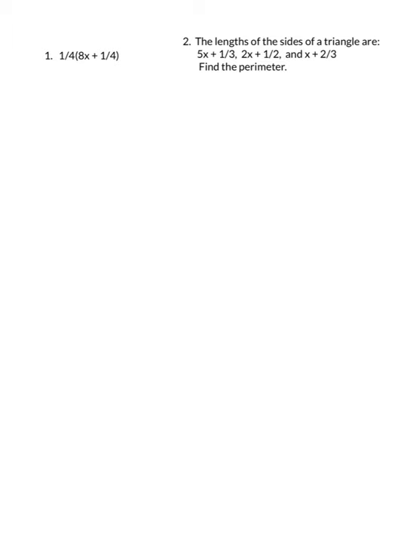Let's continue to review simplifying expressions. Looking at number 1, I noticed there is a number outside of the parentheses, which is the fraction 1/4, and there's another expression inside the parentheses. So I know that I have to multiply everything inside the parentheses by the number that's on the outside of the parentheses. So 1/4 of 8x.